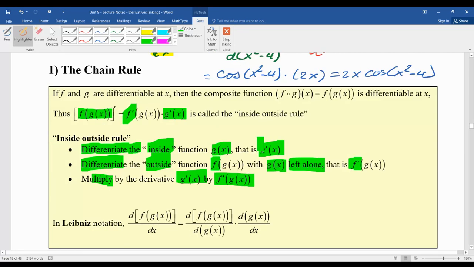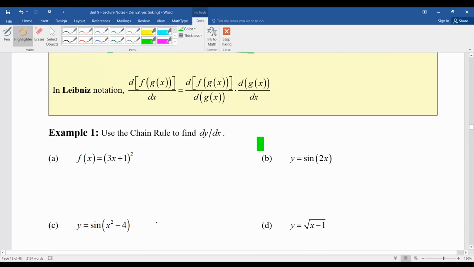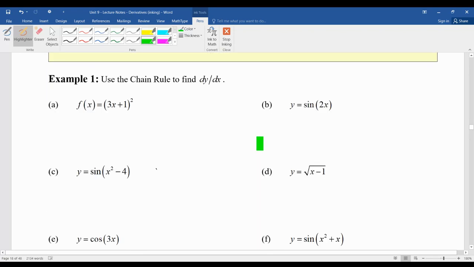All right, let's work on example one. Example one says use the chain rule to find dy dx. So we're going to use the inside-outside rule. Here the inside function is 3x plus 1. The outside function is the square of that. So how does it work? When you take the derivative of 3x plus 1, that's simply 3. And when you take the derivative of 3x plus 1 squared, what I mean here, taking consideration only that square.